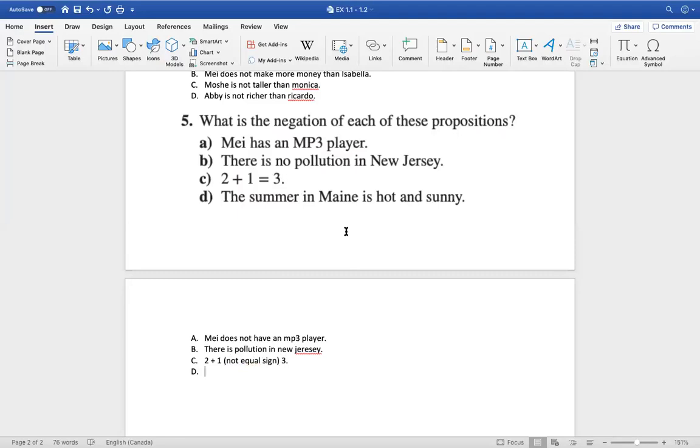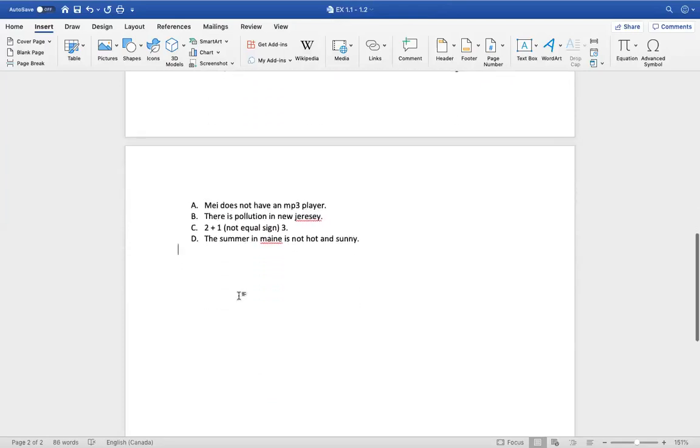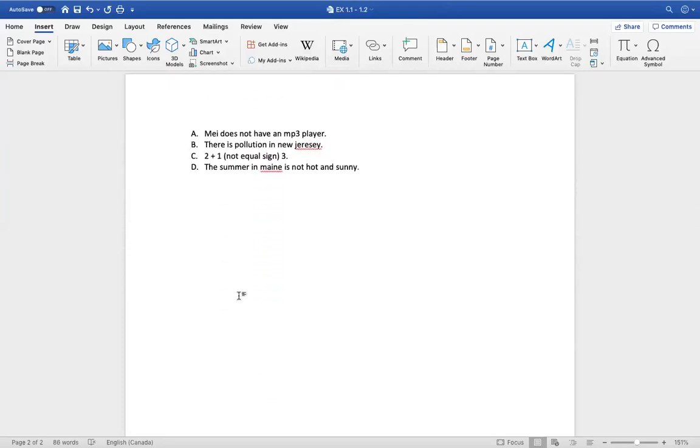And the summer in Maine is hot and sunny. So we can say the summer in Maine is not hot and sunny. Okay, so it was just like the previous example, but a little bit more advanced. So we can move on to another example.